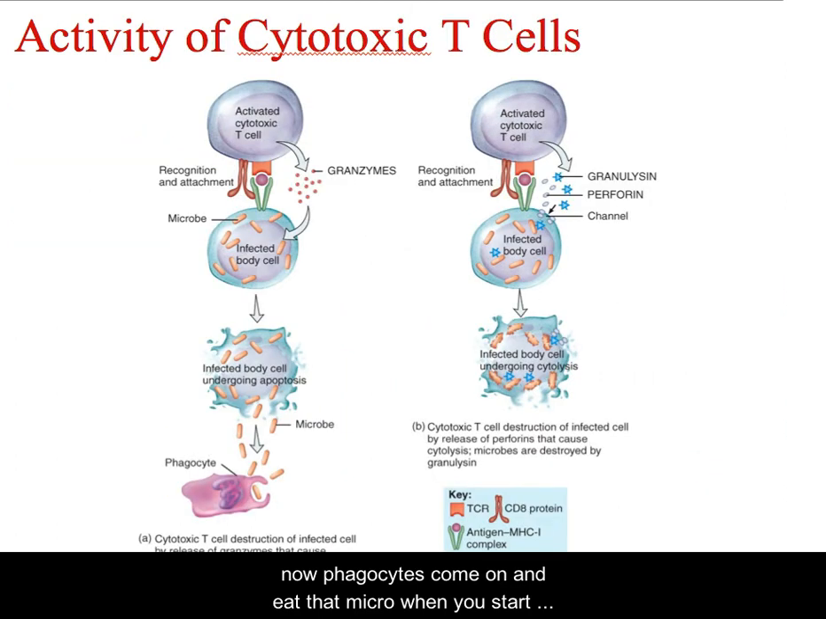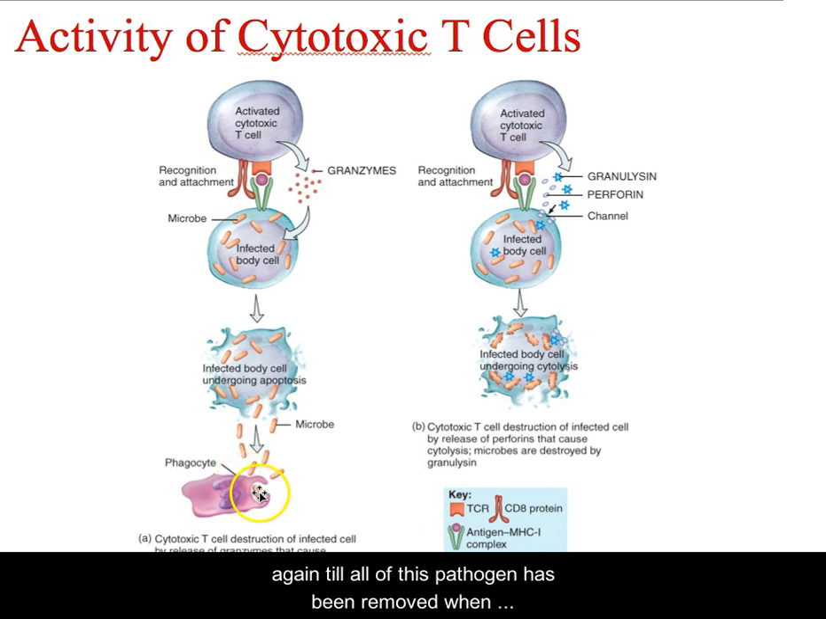So what's actually going on here? What are they doing when they're running around the body? They are attacking that infected cell. It releases granzymes or granulysins and perforins. And what's happening, of course, is they're destroying the cell. Apoptosis is occurring, and now phagocytes come along and they eat that microbe. And you start the whole process over again.